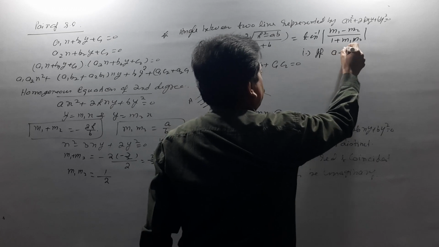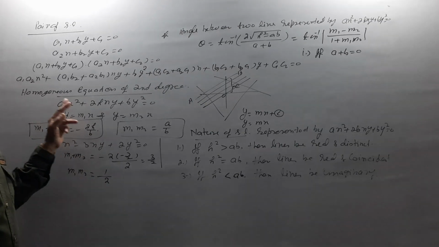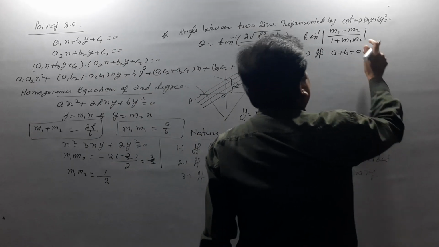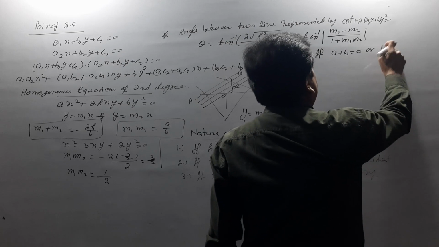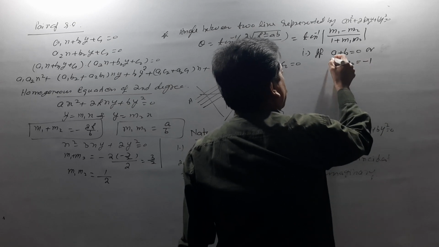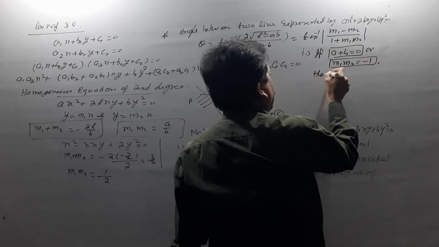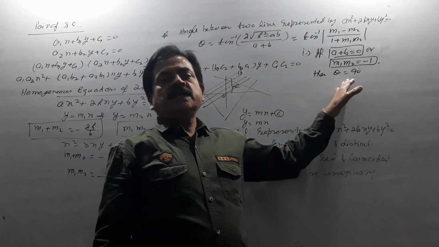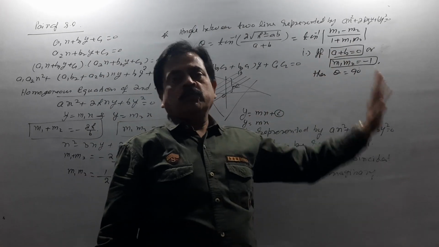And now, if a plus b equals 0, which means the sum of coefficients of x square and y square is equal to 0, or from the other formula m1 m2 is equal to minus 1, then theta equals 90 degrees. Or we can say theta is 90 degrees means the two lines are mutually perpendicular, then a plus b equals 0 or m1 m2 equals minus 1.